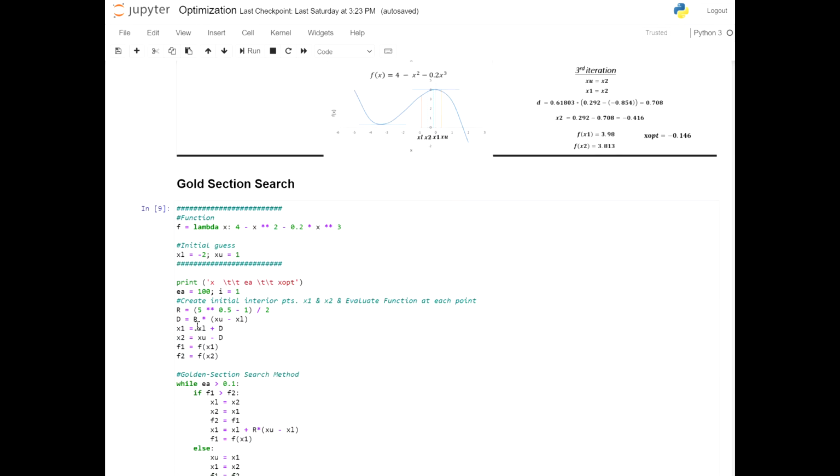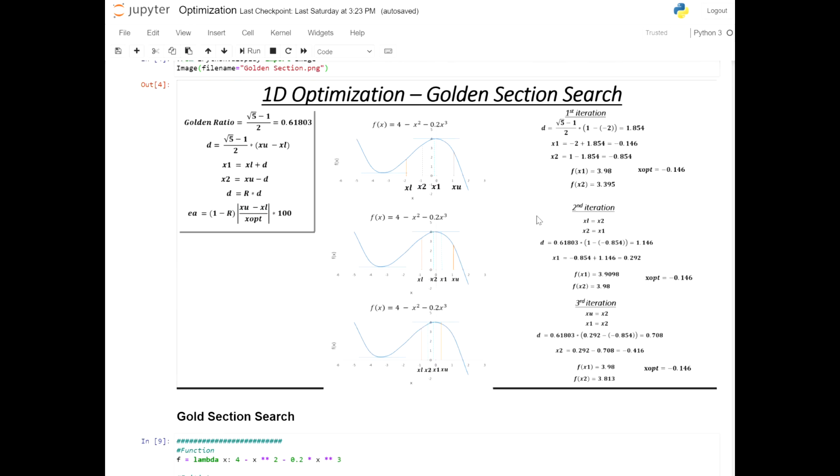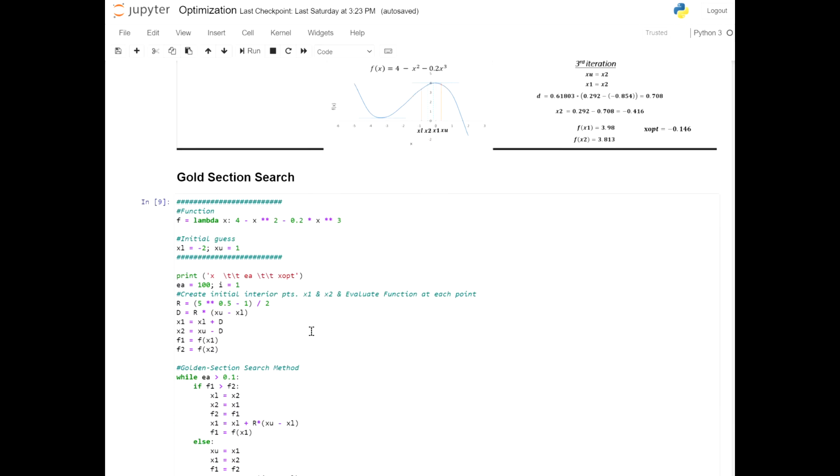We're going to get the golden ratio as root 5, so 5 to the power of 0.5, minus 1, divided by 2. And given that I have r and the upper and lower limit, I can now calculate d for my first iteration. And given I have d and the upper and lower limit, I can now get x1 and x2. And given I have x1 and x2, I can get the function values f1 and f2. So basically, we have calculated everything for the first iteration here.